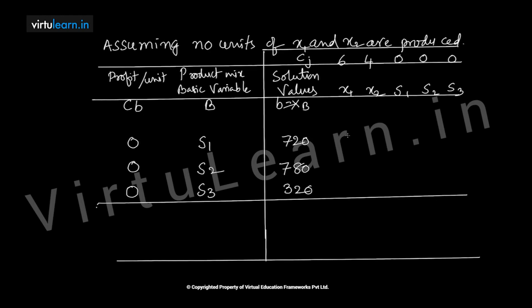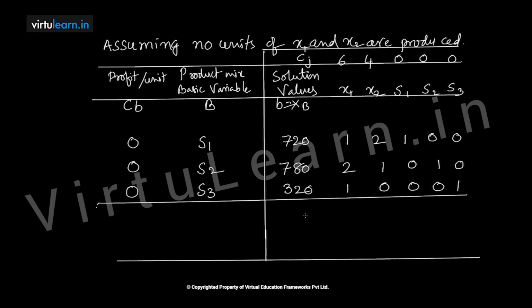Then the coefficients of the equations: x1 plus 2x2 plus 1s1 in the first equation. In that, s2, s3 are absent, so we have put zeros. In the second equation it was 2x1, the coefficient of x1 is 2, x2 is 1, no s1, 1 s2 is present, and s3 is absent. In the third, x1 is 1, x2 is 0, s1 is 0, s2 is 0, s3 is 1. So this is what we have done.